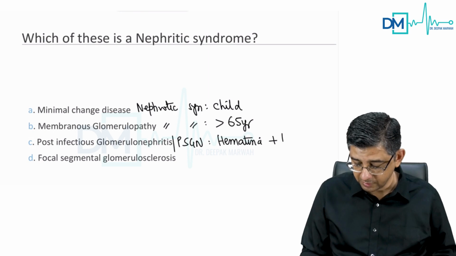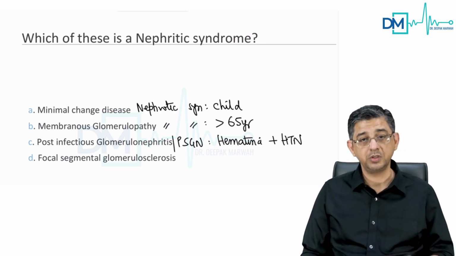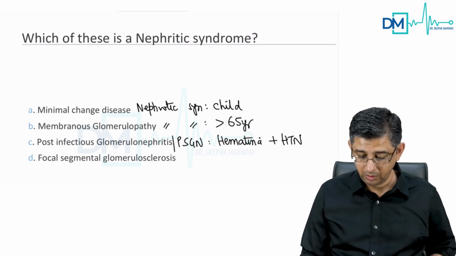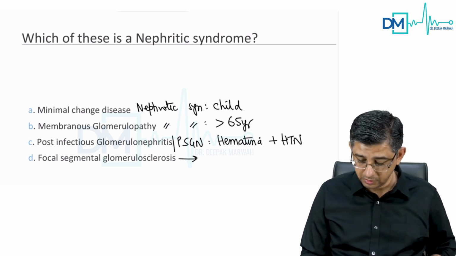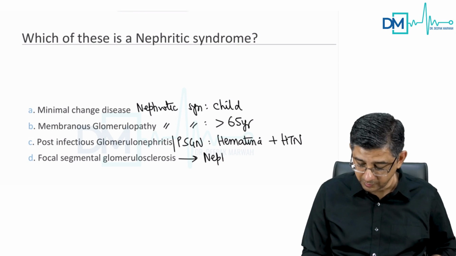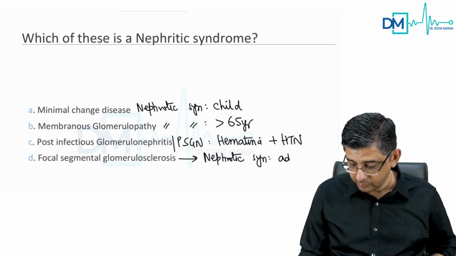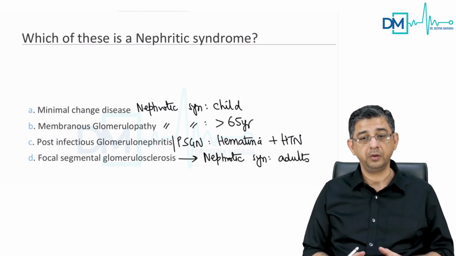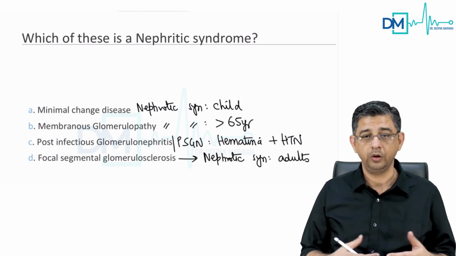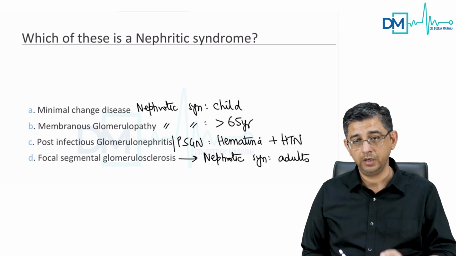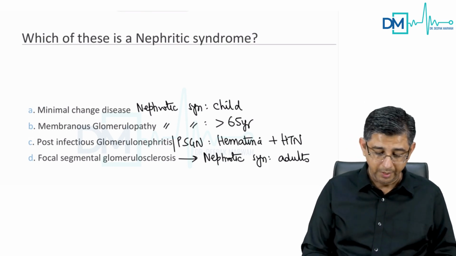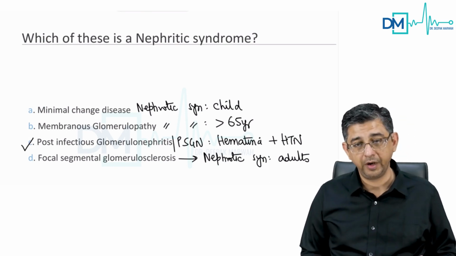This is the standard manifestation that you see in PSGN, post-streptococcal glomerulonephritis, and then focal segmental glomerulosclerosis, FSGS. This is the leading cause of nephrotic syndrome with respect to adults. So when it comes to this particular question, I just want you to remember that you should know the etiologies of nephrotic syndrome for children, adults, and the geriatric population. And C is the one that has a nephritic syndrome.